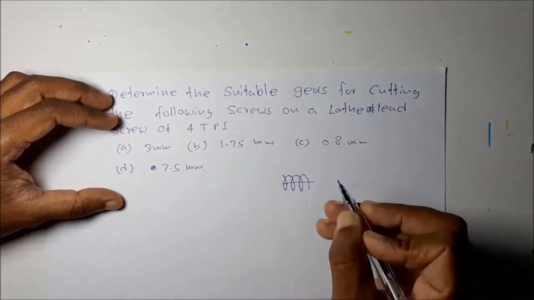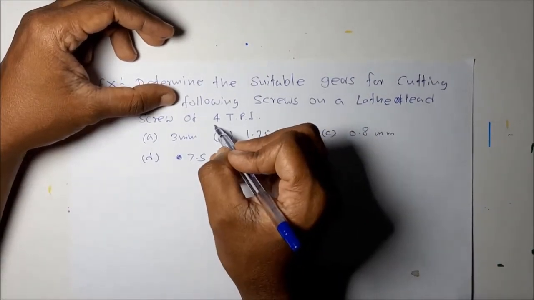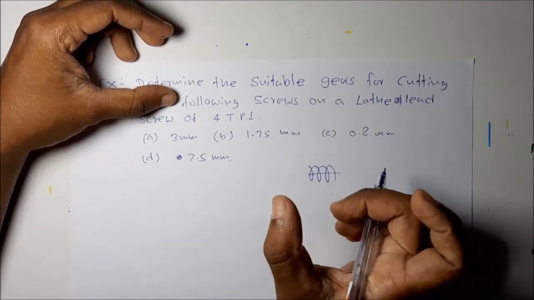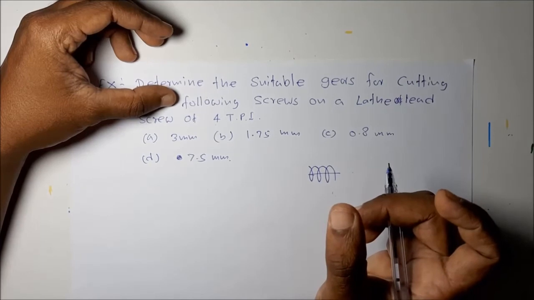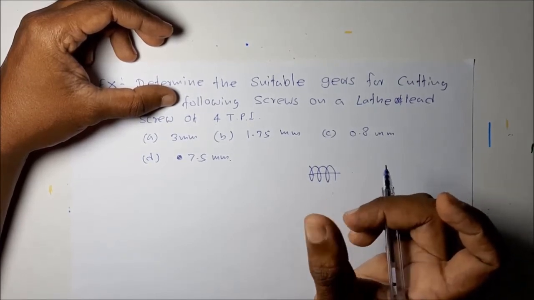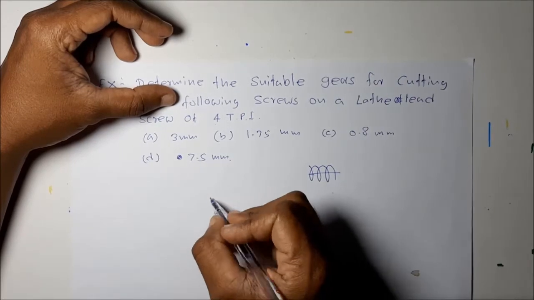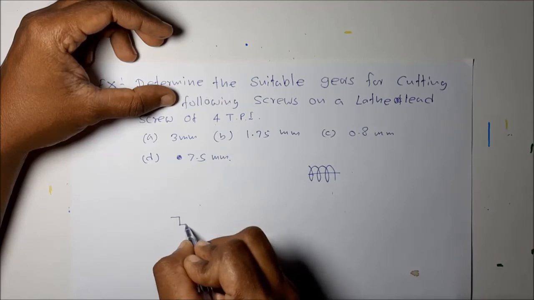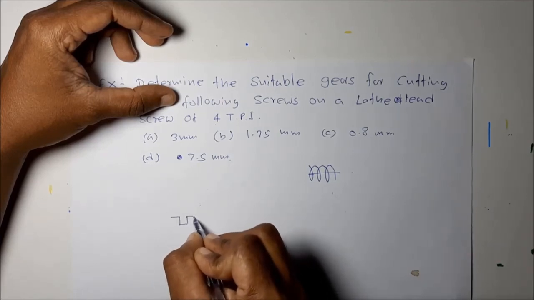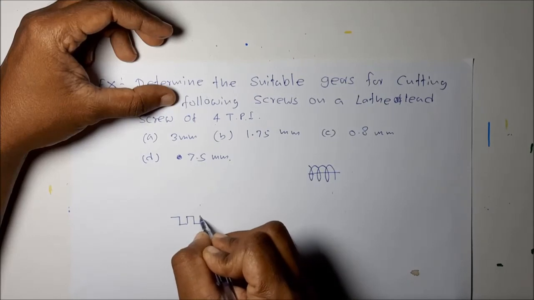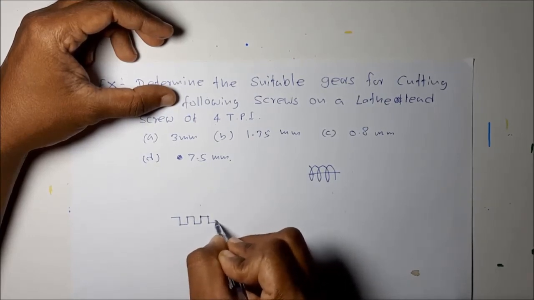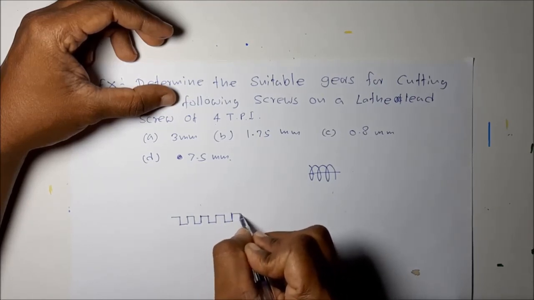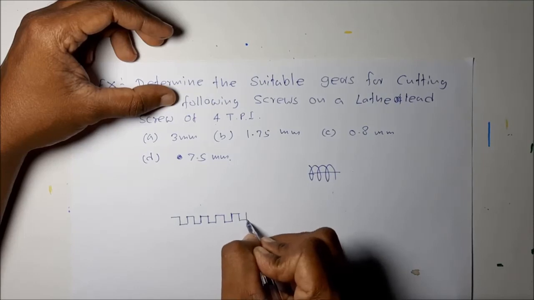Okay, let's take it this way. 4 TPI means 4 threads per inch. If we take a 1 inch length, it has 4 threads. Let's take the lead screw, which has square shape thread profiles. I think you have all seen this lead screw in your workshop practicals.